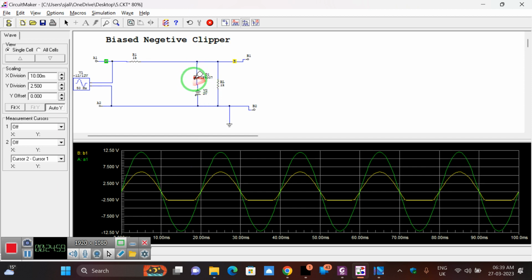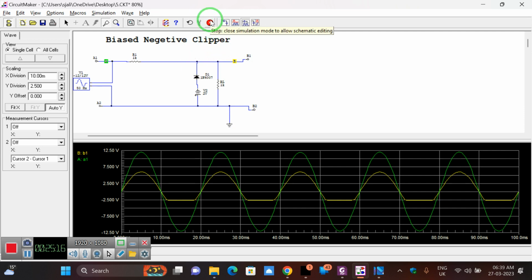So the system is taking a silicon diode which has a cut-in voltage of 0.6 volts. So that 0.6 plus the battery voltage 2, so 2.6 it will be there. 2.6 is actually what it is, so the remaining is clipped off. Okay, so this is your biased negative clipper.